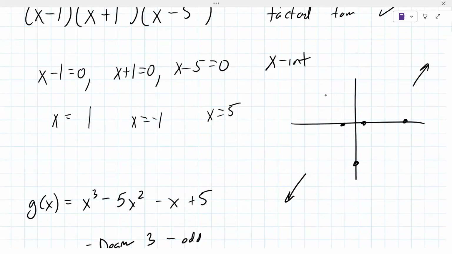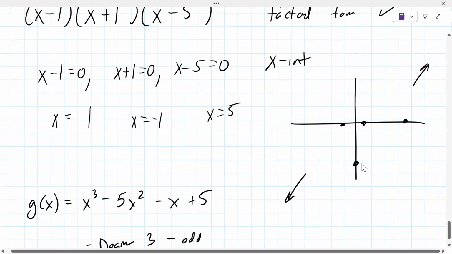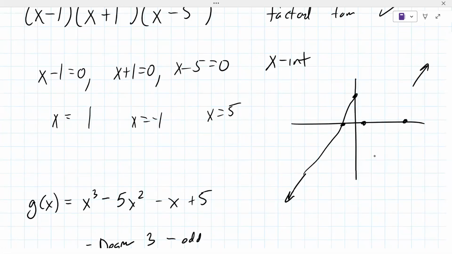I must have missed. Oh, did I give you the wrong one? Oh, the y-intercept's up here. I graphed it in the wrong place. So, okay, that's not going to work. All right, yeah, something like that.